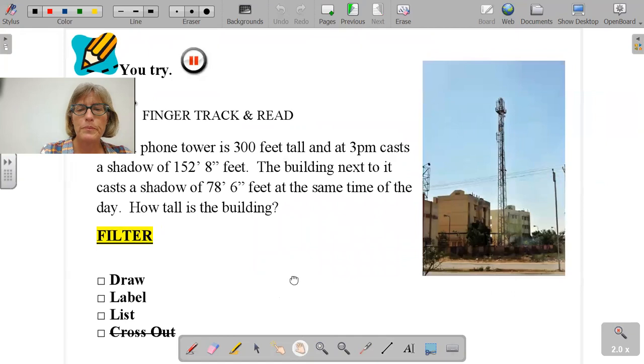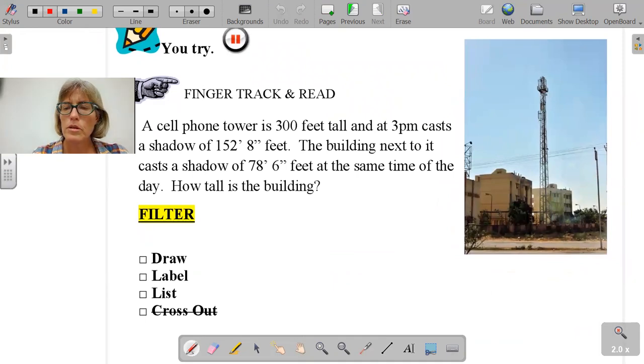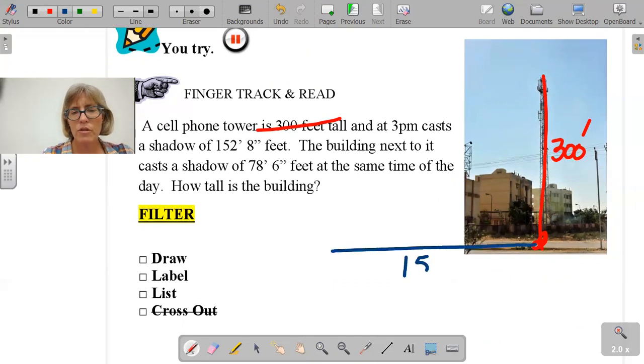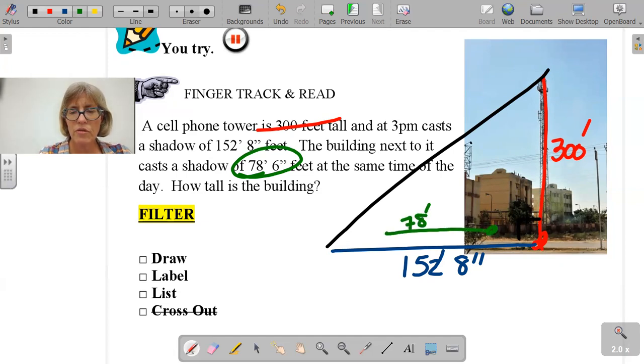It says here, a cell phone tower is 300 feet tall. So here is our cell phone tower. It's 300 feet tall. And at 3 p.m. casts a shadow of 152 feet, 8 inches. So our shadow is like this, 152 feet, 8 inches. The building next to it casts a shadow of 78 feet 6 inches. So here's our building next to it, 78 feet 6 inches. And our goal is, how tall is the building?